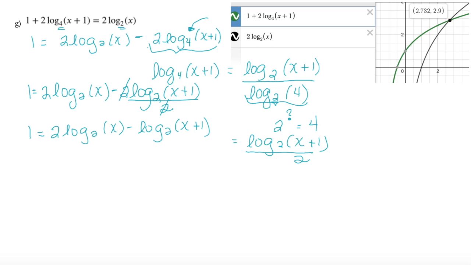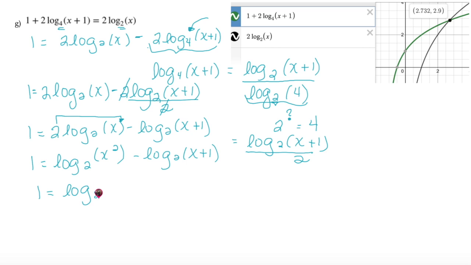Before we can make one logarithm using the quotient rule, let's move our 2 back into the exponent so that we have 1 is equal to log base 2 of x squared minus log base 2 of x plus 1. Using the quotient rule then, we will have log base 2 of x squared over x plus 1.